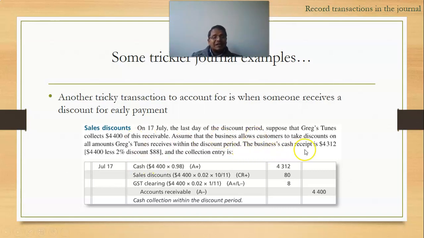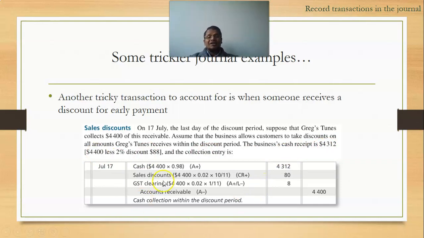So the business's cash receipt is 4,312. Right? How they paid this money is with a 2% discount. After deducting the 2% discount, that means the total amount, the claim, was 4,400, but the 2% discount, that is 88, is deducted from here. That means ultimately 4,312 has been received. So how will you record this?